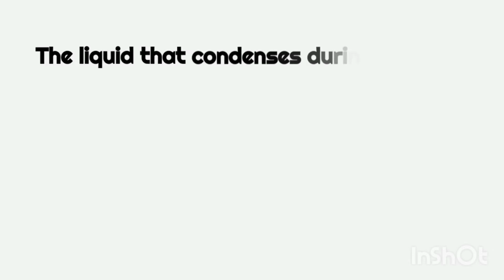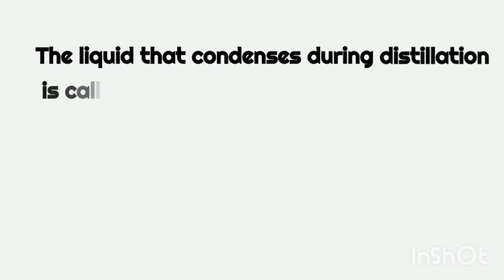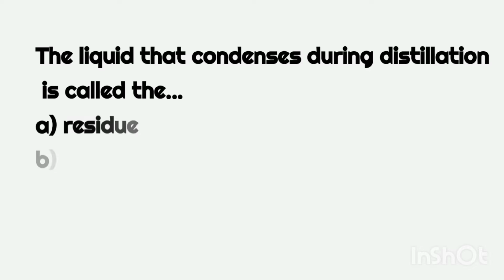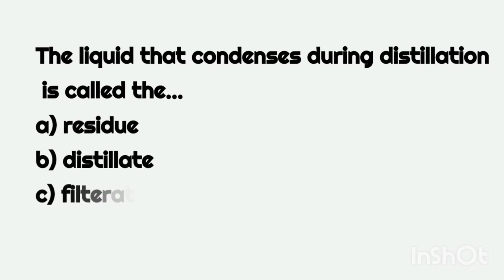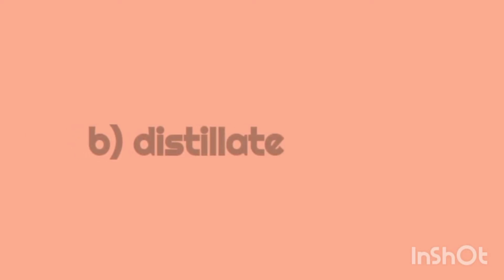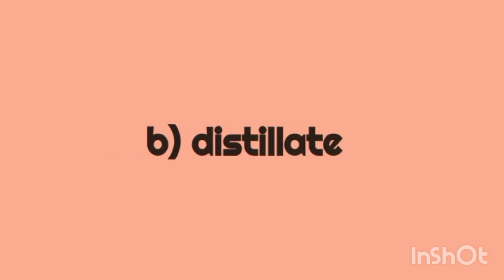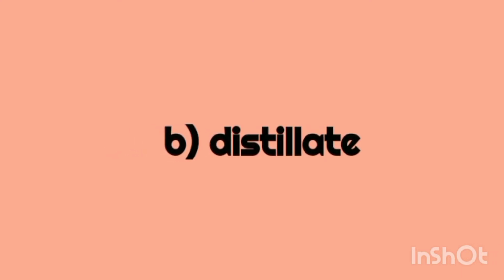The next question is, the liquid that condenses during distillation is called the A, residue, B, distillate, and C, filtrate. The answer is distillate. Yes, the liquid that condenses during distillation is called distillate.